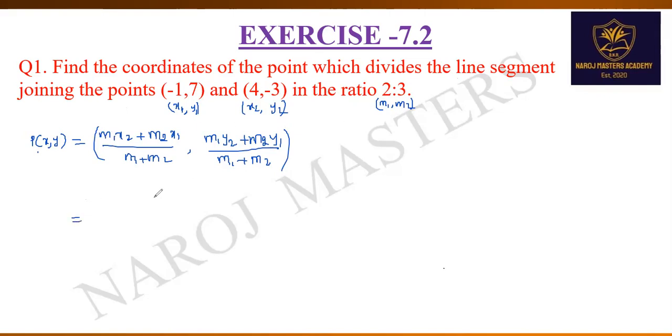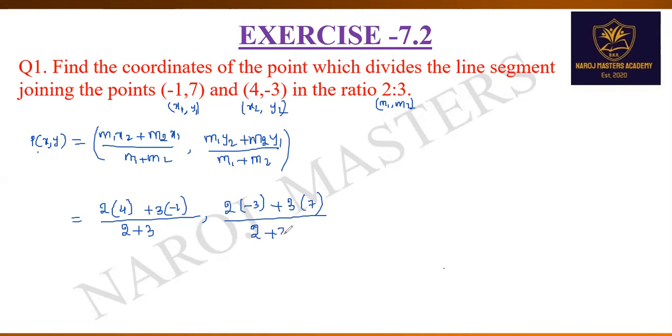So that is m1 is 2, 2 into x2 is 4 plus m2 is 3 into x1 is -1 by m1 plus m2, that is 2 plus 3, comma, m1 is 2 into y2 is -3 plus m2 is 3 into y1 is 7 divided by m1 plus m2, that is 2 plus 3, that is equal to 2 into 4 is 8 minus 3, x1 is -1, this is 1.